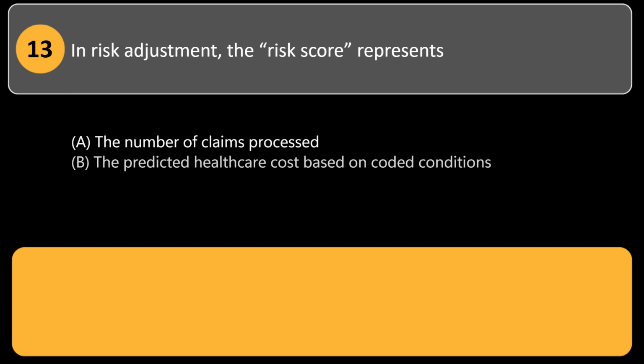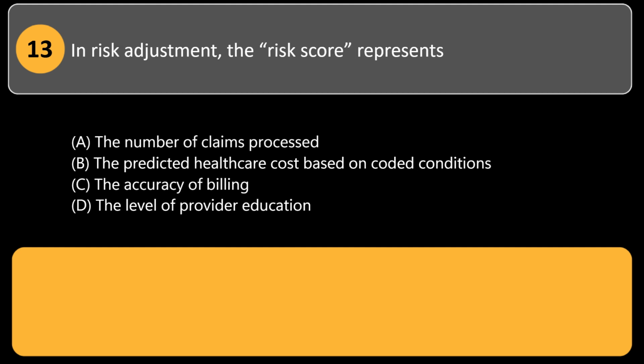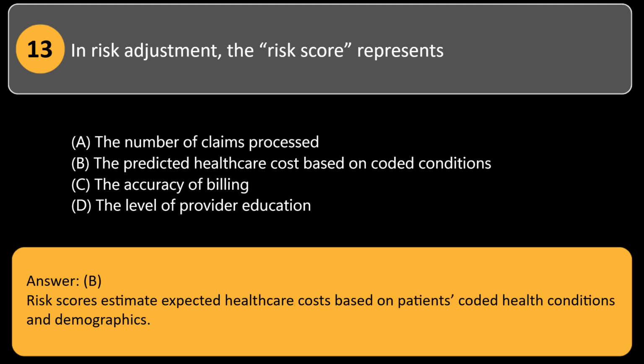In risk adjustment, the risk score represents: A. The number of claims processed. B. The predicted healthcare cost based on coded conditions. C. The accuracy of billing. D. The level of provider education. Answer: B. Risk scores estimate expected healthcare costs based on patients' coded health conditions and demographics.